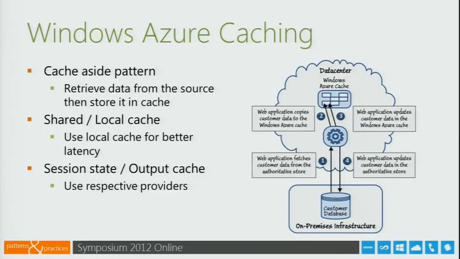And again, Windows Azure Caching supports three different types. You can use your session state just like you had before from ASP. You have a shared local cache that's local to your application, so you get better latency. Or you could have this data source cache that is backed by a file system that you can talk to from many different clients.